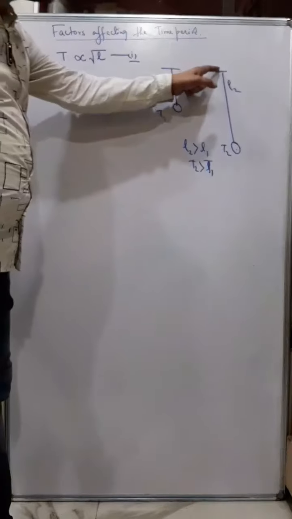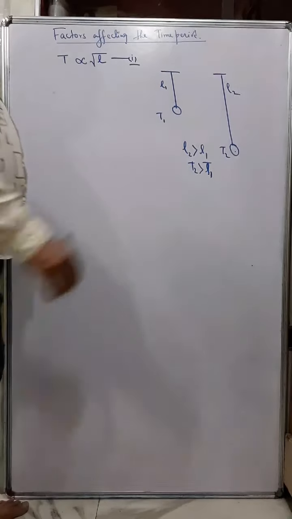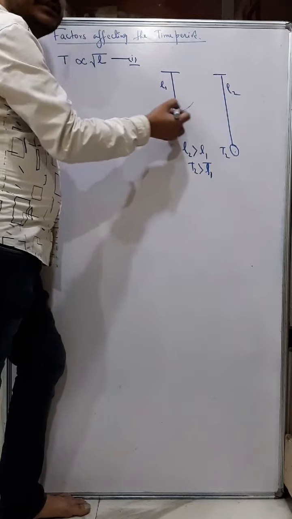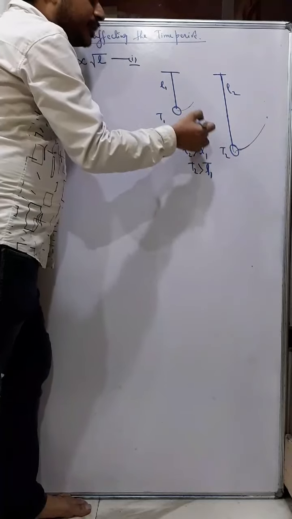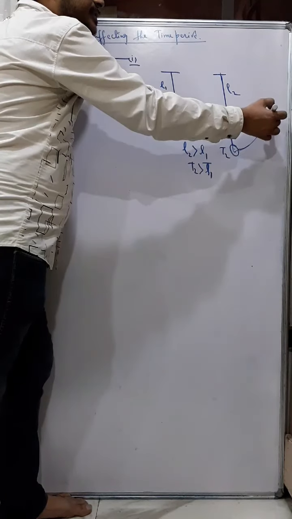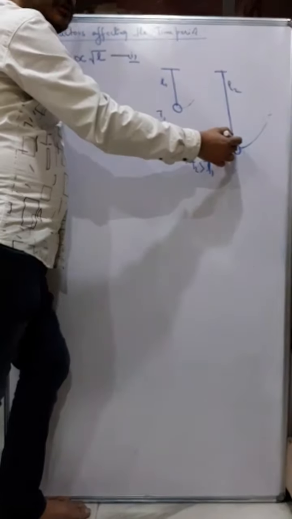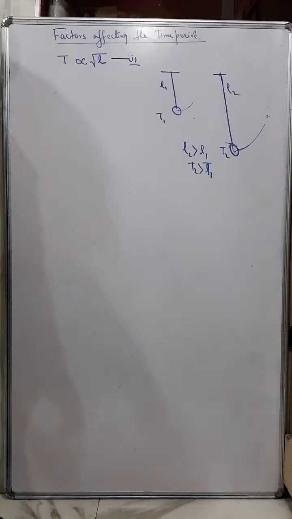That means the time period of this pendulum will be greater and the time period of this pendulum will be less. So this pendulum will take less time to complete one oscillation, and this pendulum will take more time to complete one oscillation, from mean position to this extreme, to the other extreme and then mean. So that is one oscillation. This pendulum will take more time since its length is more. So that is the first one: the time period is directly proportional to the square root of its effective length.